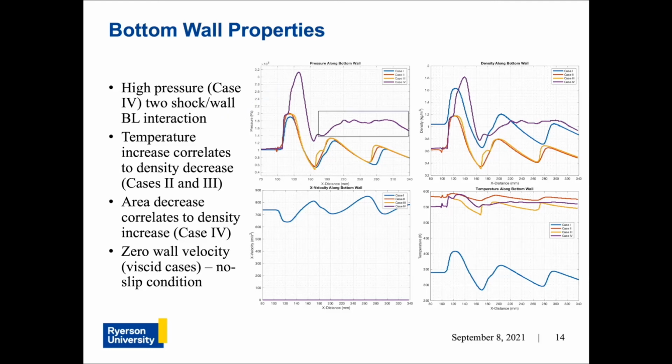The wavering increase to a plateau in static pressure is due to the relatively weak shock reflections between the center shear layers and the walls. The inviscid case has a lower wall temperature because no thermal boundary layer gradient exists, and all viscid cases have zero velocity, unlike case 1, because of the no-slip condition.